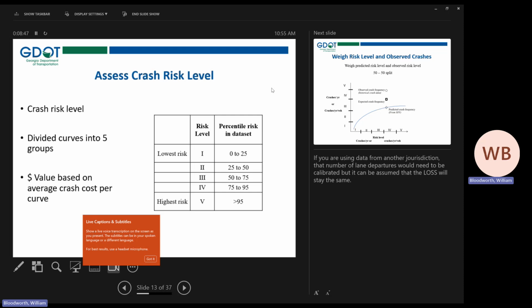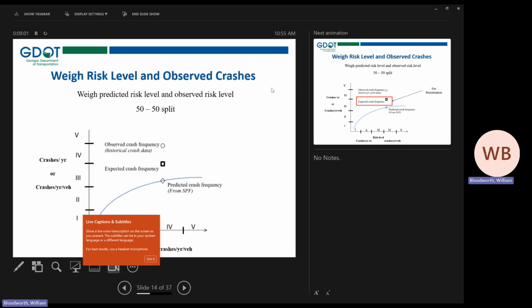The top 5% being your highest risk curves. Then you have your 75 to 95th percentile, and then 25% buckets after that, and associating a dollar value to all those curve risk levels as well. We didn't stop there. That's being a bit too proactive, so we wanted to gauge the observed crash data as well. 50-50 split between both observed crashes, what's happening on the curve, as well as predicted crashes, what could happen on the curve.